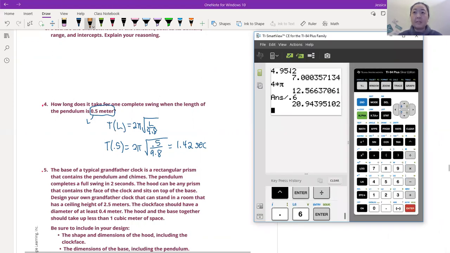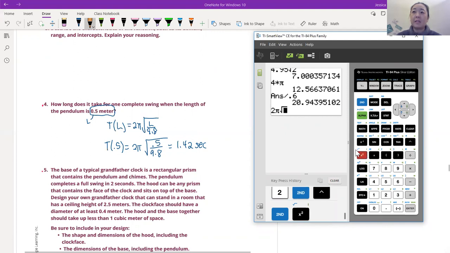For those of you who have this kind of calculator, this is how you would do it, or something similar to this. So we're going to go 2 pi. Pi is right over here above the caret. So we got 2 pi. You don't have to put times because TIs know that just means times. And then we're going to go square root. So second, x squared. Above that is the square root right there. And then you got 0.5 divided by 9.8.